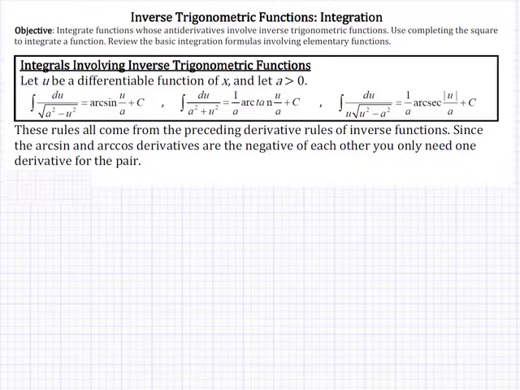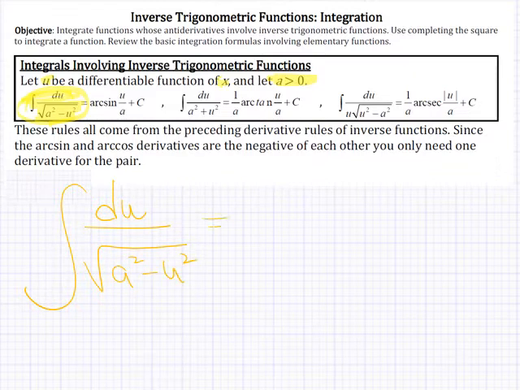And so we look at each one of these. So let's look at first arcsine. So in this, u is a function of x, and a is a constant. Specifically a constant greater than 0, so a positive constant. And so now what we have is we have this, in that if I look at it a little bit bigger, du over the square root of a squared minus u squared equals arcsine of u over a plus c.